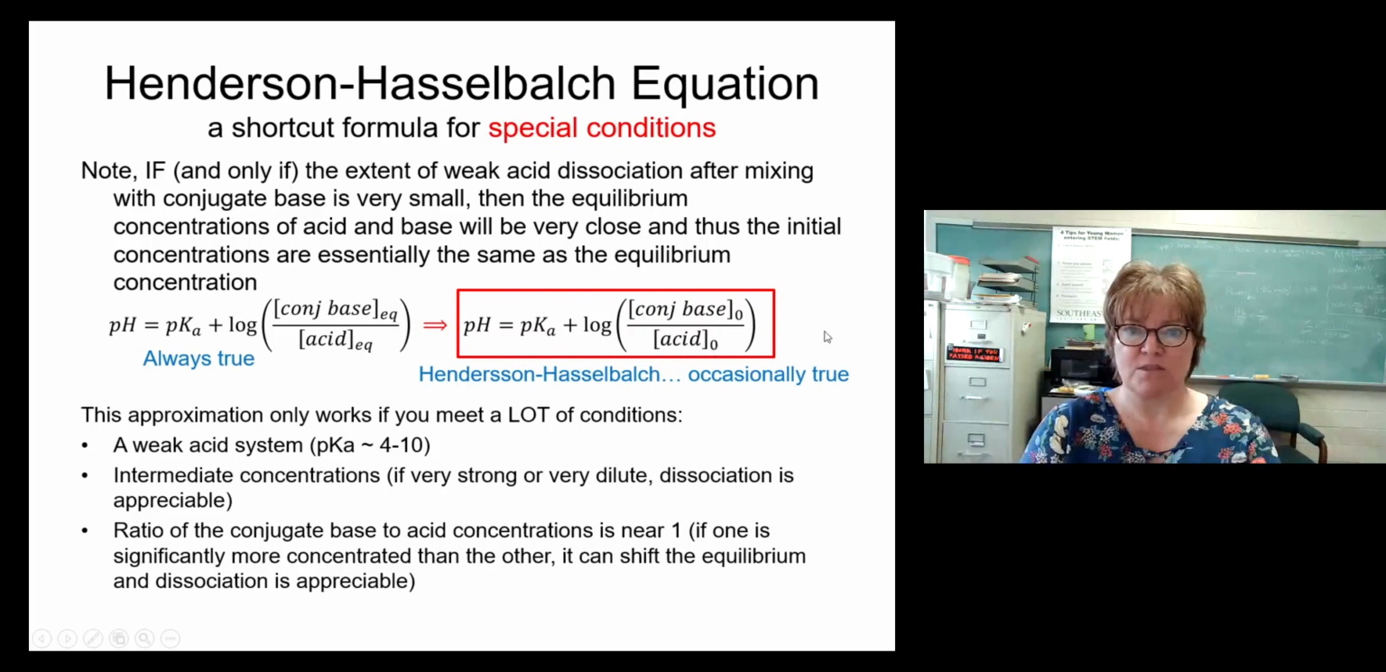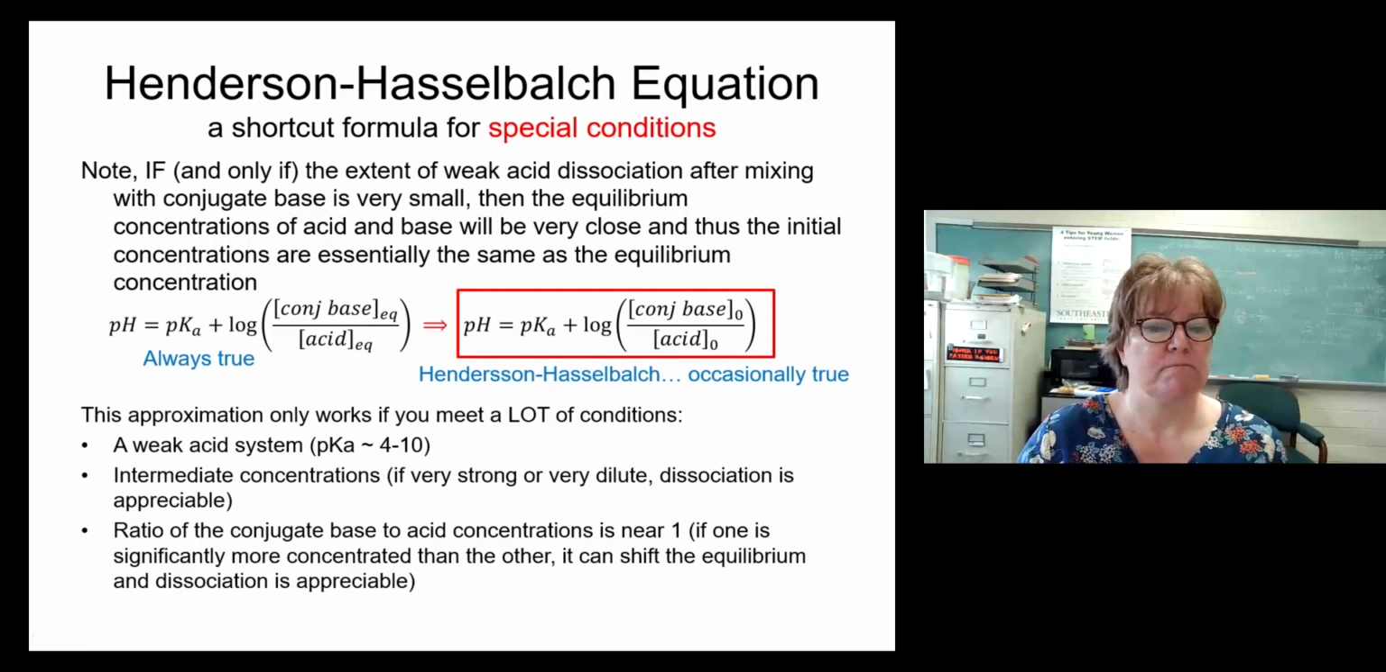So as long as I know the initial conditions of what I mix, I can use this to predict pH. This is heavily used in biology, and it works very well under a lot of conditions. It has its limits, and you need to know the limits of being able to use this easy equation.